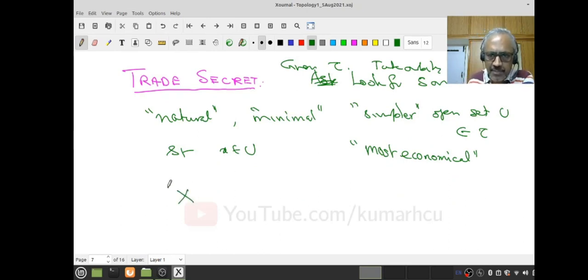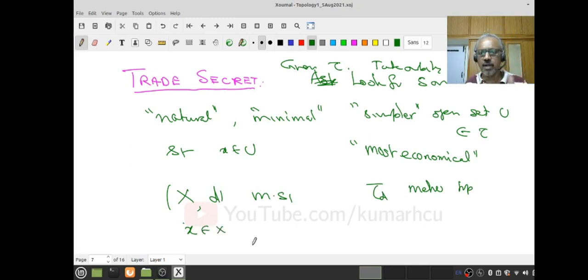Now suppose (X, d) is a metric space, and tau_d is the metric topology. Therefore, if you give me any x, what are the natural or minimal or simpler or most economical open sets containing x? They are essentially B(x, r) for r positive, or if you want, you can say B(x, 1/n) for any natural number n. You understand that? There is nothing like the minimal one. There are a lot of things, any one of them is natural for us, right?